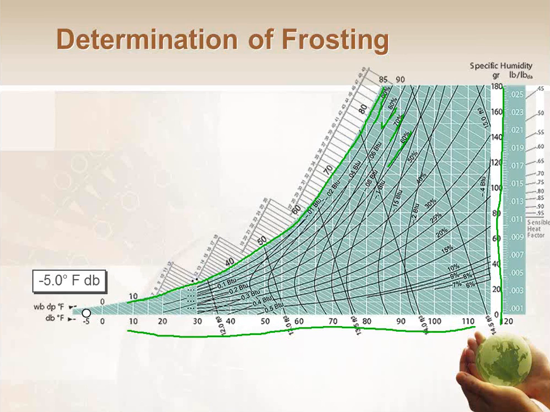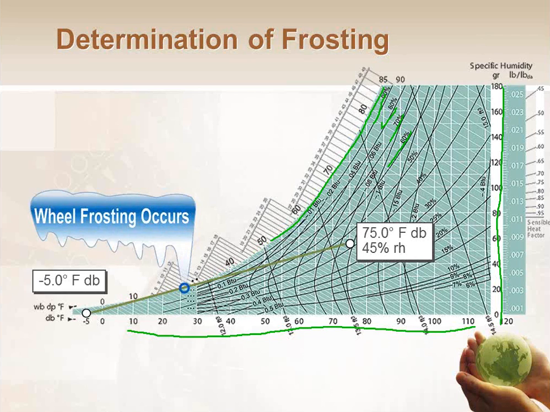The way to figure out if I am going to have a frost condition is I plot my outside air conditions on the psych chart and my return exhaust air conditions on the psych chart. There's my outside condition in this case, -5 degrees. And if I plot my indoor condition, in this example, 75-degree dry bulb at 45% relative humidity, and draw a straight line between the two of them, and that line intersects the saturation curve, then I'm going to have a condensation issue. And if that condensation happens when I am below 32 degrees, then that condensation will begin to turn to frost.